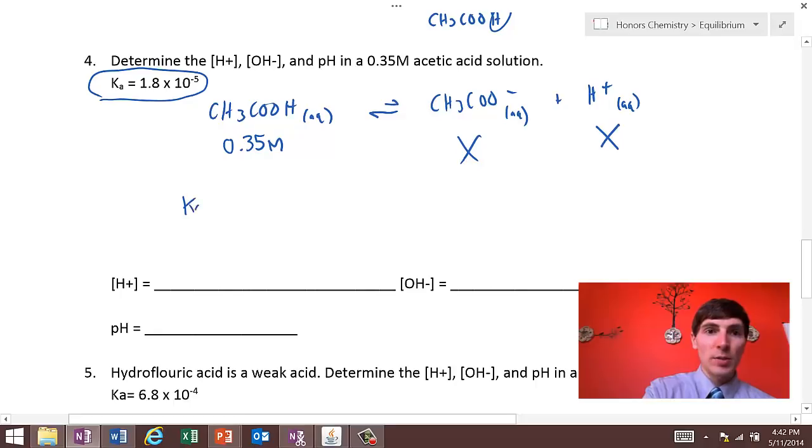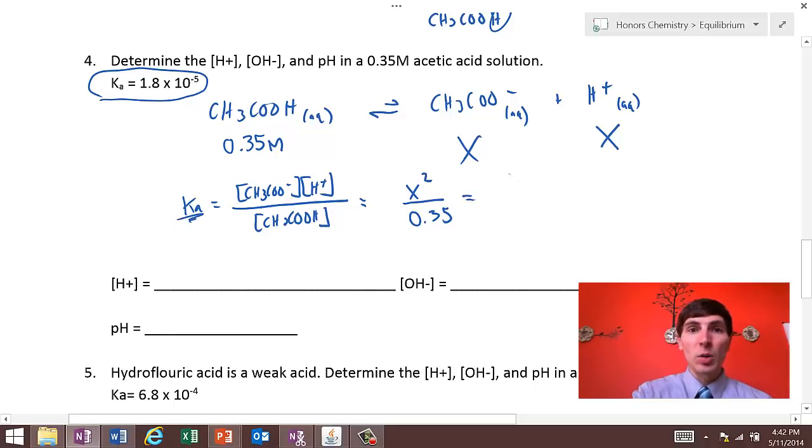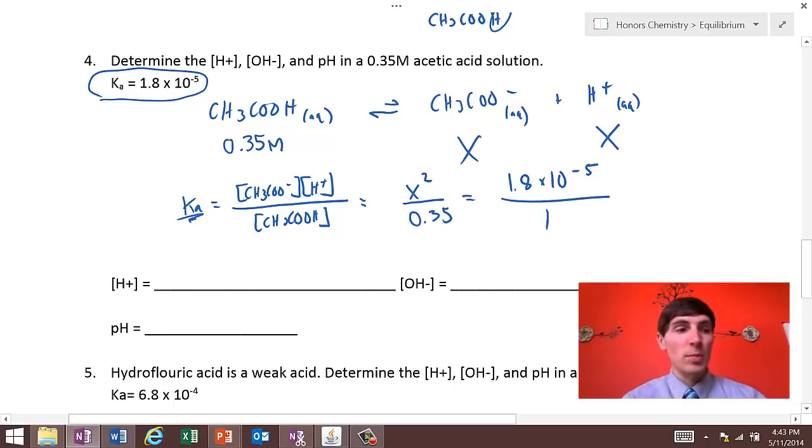Using our Ka expression, Ka is just equal to, in this case, the CH3COO minus concentration times H plus, my products, over my reactants, CH3COOH. And now I can plug in. Now x times x, and so really I have x squared on top, divided by, on the bottom, 0.35. Because I know the value of Ka, I can set this equal to 1.8 times 10 to the negative fifth. And you can just think of that number as being over 1.